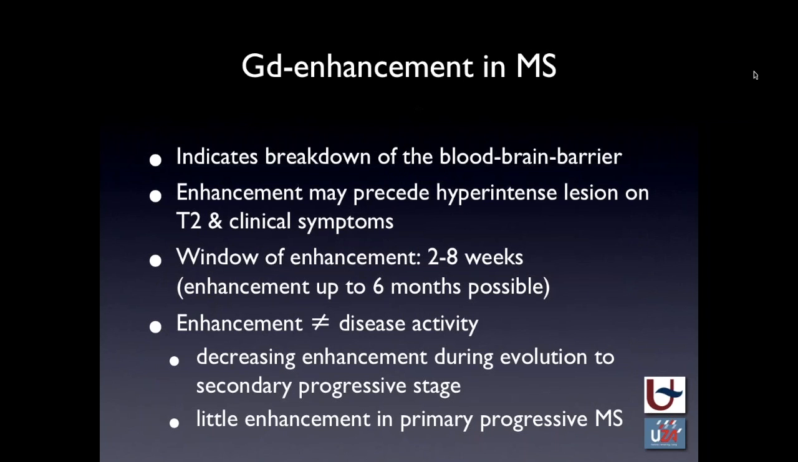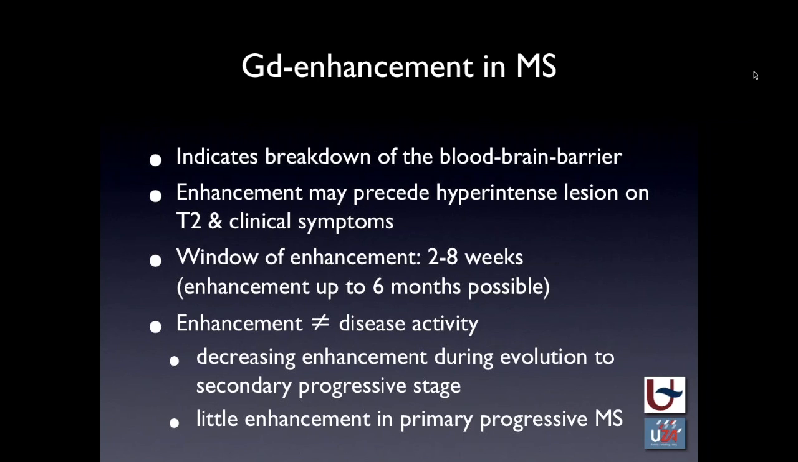Now, gadolinium enhancement in multiple sclerosis: for decades, we have known that when there is a breakdown of the blood-brain barrier, it means that lesions will enhance. It is believed that this enhancement may precede hyperintense lesions on T2-weighted images, and that the enhancement might also precede the clinical symptoms. The window of enhancement in acute plaques is about 2 to 8 weeks, and it is possible that enhancement may persist up to 6 months, but that is not sure.